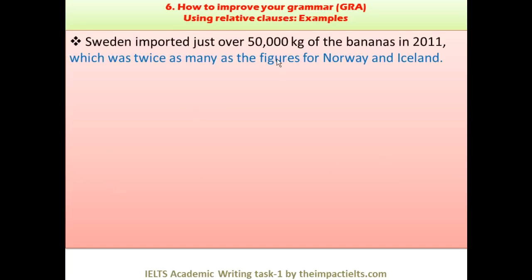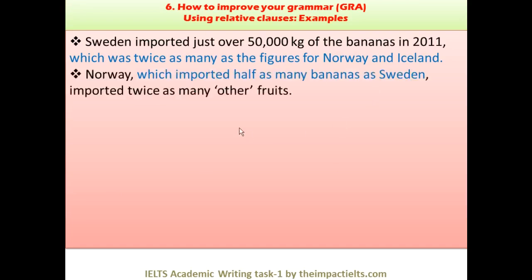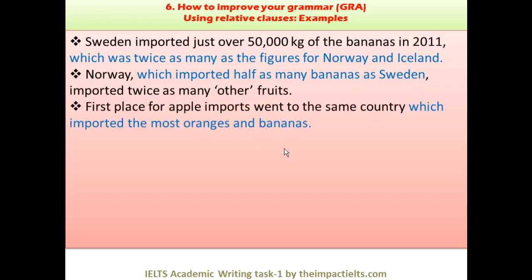Sweden imported just over 50,000 kg of bananas in 2011, which was twice as many. So it's not a definition of Sweden, which was twice as many as the figures for Norway and Ireland. I'm just showing you how to use them, right? Norway, which imported half as many bananas as Sweden. Again, it's not a definition of Norway, right? This is just additional information.